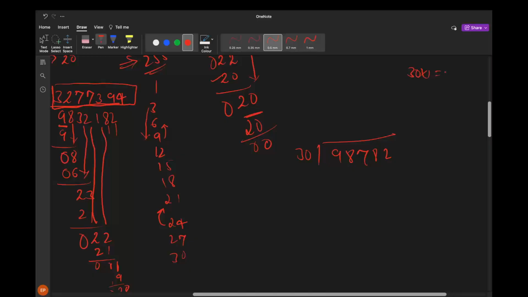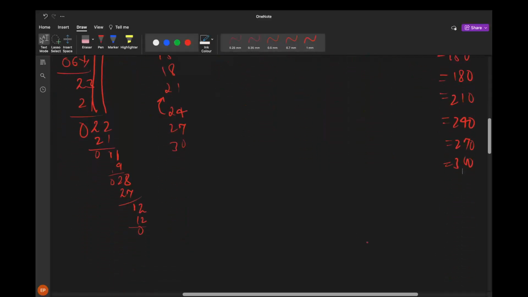3 1s are 30, right? 3 2s are 60, right? 3 3s are 90. 3 4s are 120. 3 5s are 150. 3 6s are 180. 3 7s are 210. 3 8s are 240. 3 9s are 270. 3 10s are 300. This one you have to write by multiplying, like 30 into 1 how much? 30. 30 into 8 how much? 240. Like this.